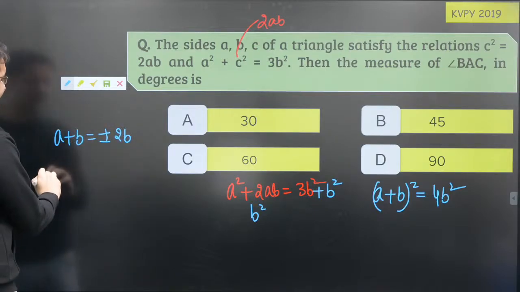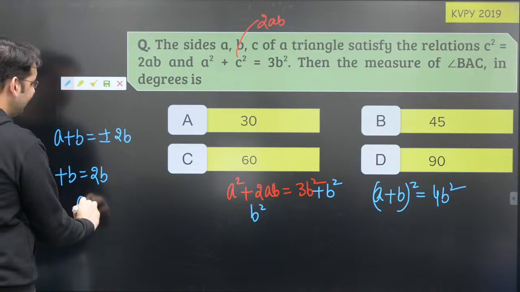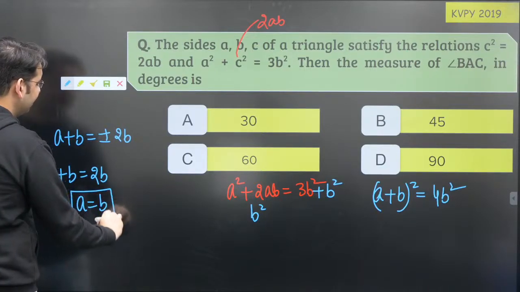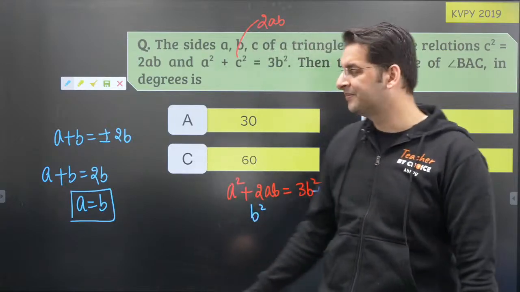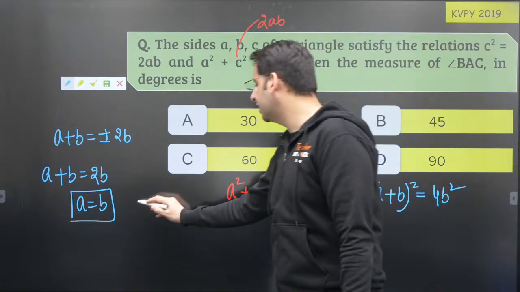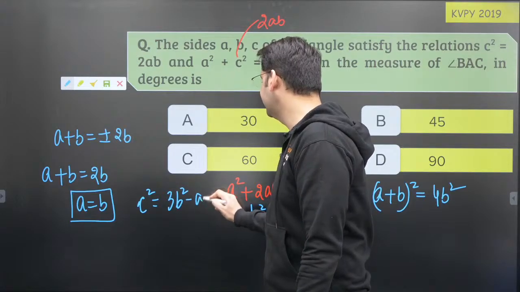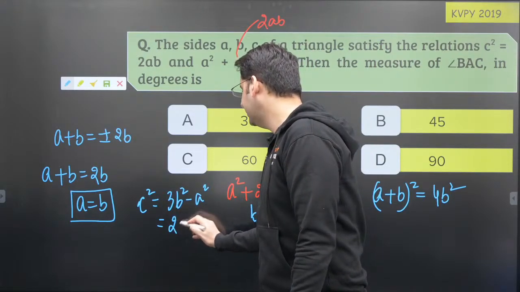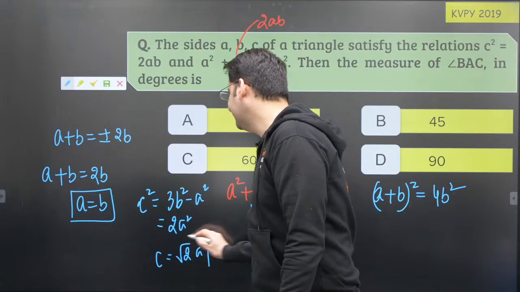तो माइनस से तो कुछ बचेगा नहीं. So a plus b का वैल्यू कितना होगा बच्चे, 2b, and that means a is equal to b. So a और b तो बच्चों बराबर है. a और b बराबर है तो c देखो क्या होगा. c² will be 3b² minus a², और 2a². तो c will be root 2 a.